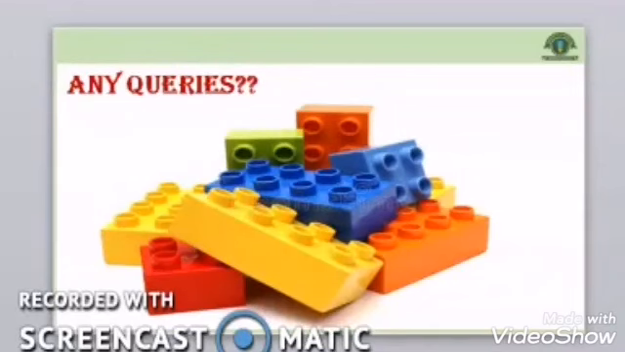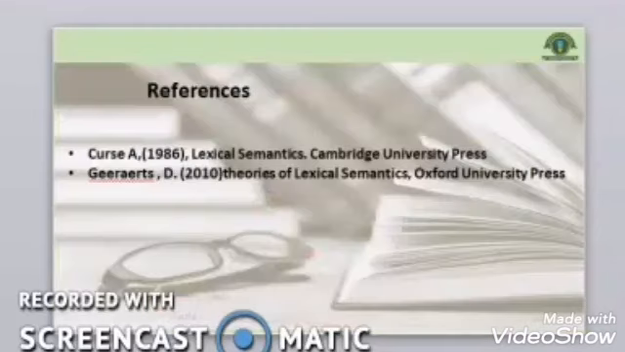Okay students, now some references are given. You can confirm or raise your concerns if you feel any problem or have any questions. You can use these references to make this lecture more clear. I hope that you are all clear about this, but further you can also use these two books, these two references, to make it more clear.